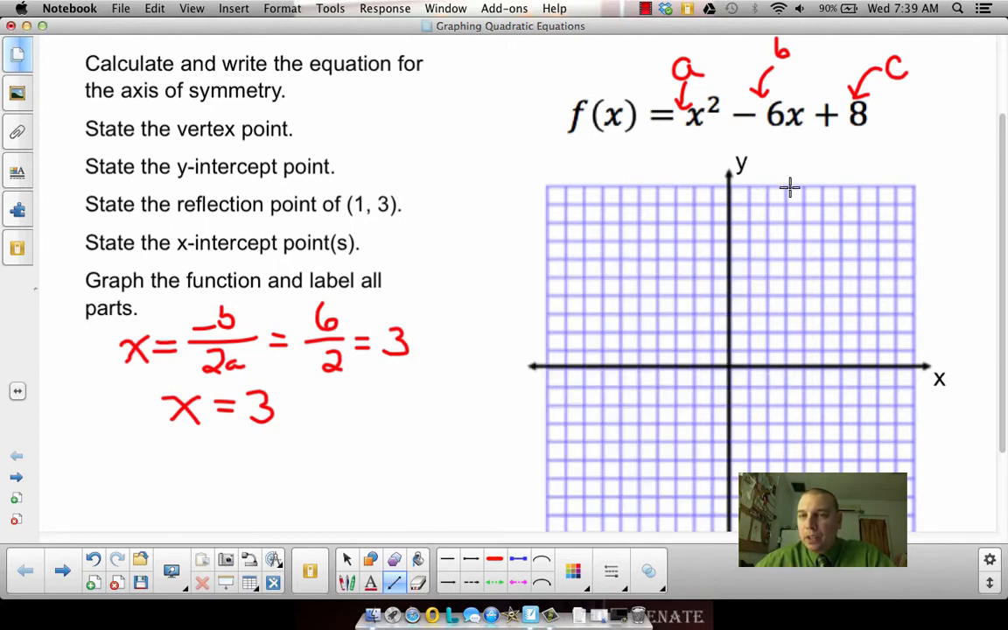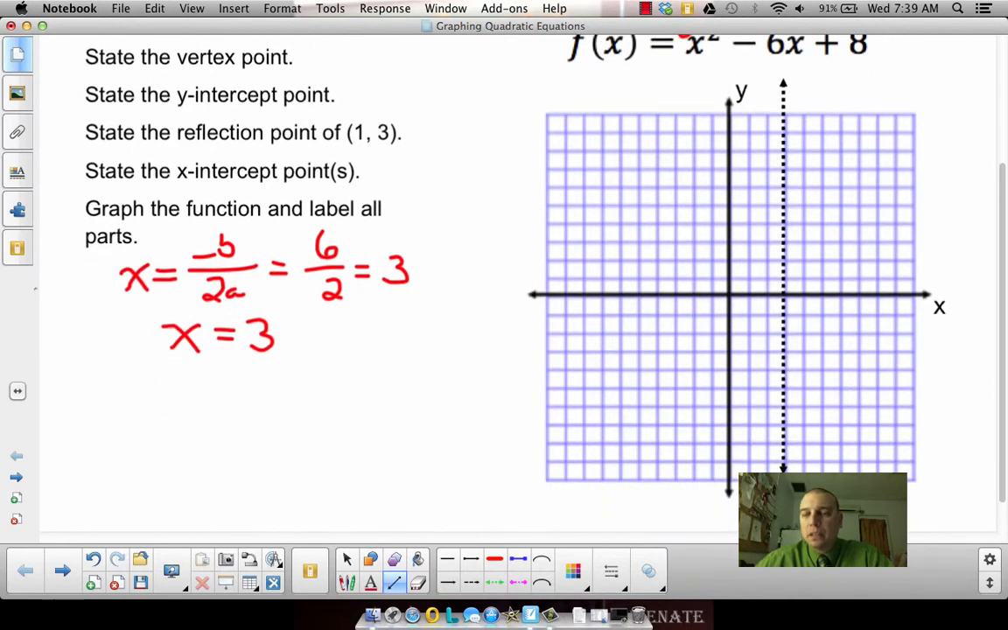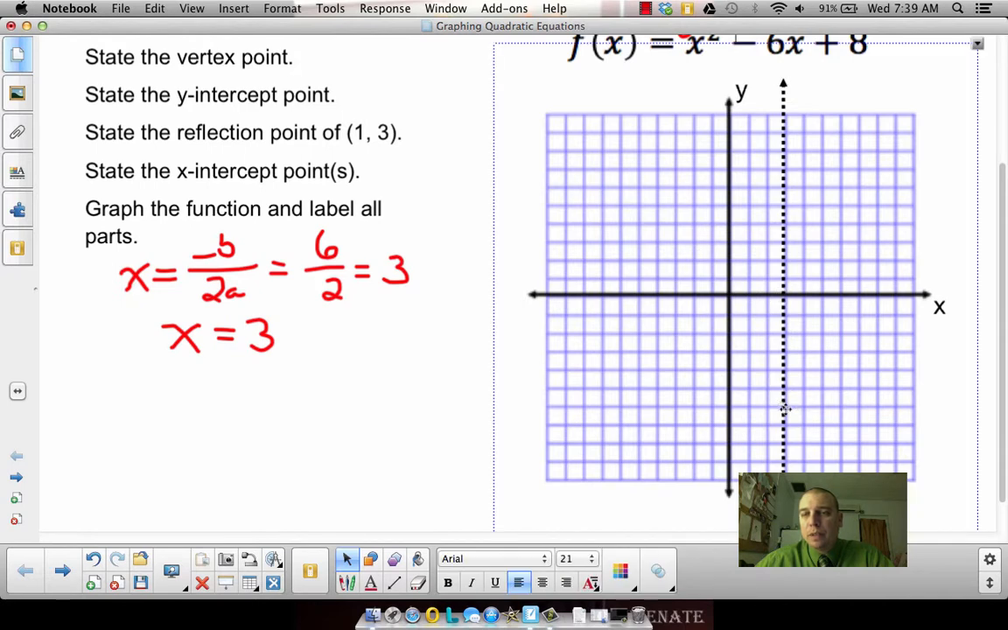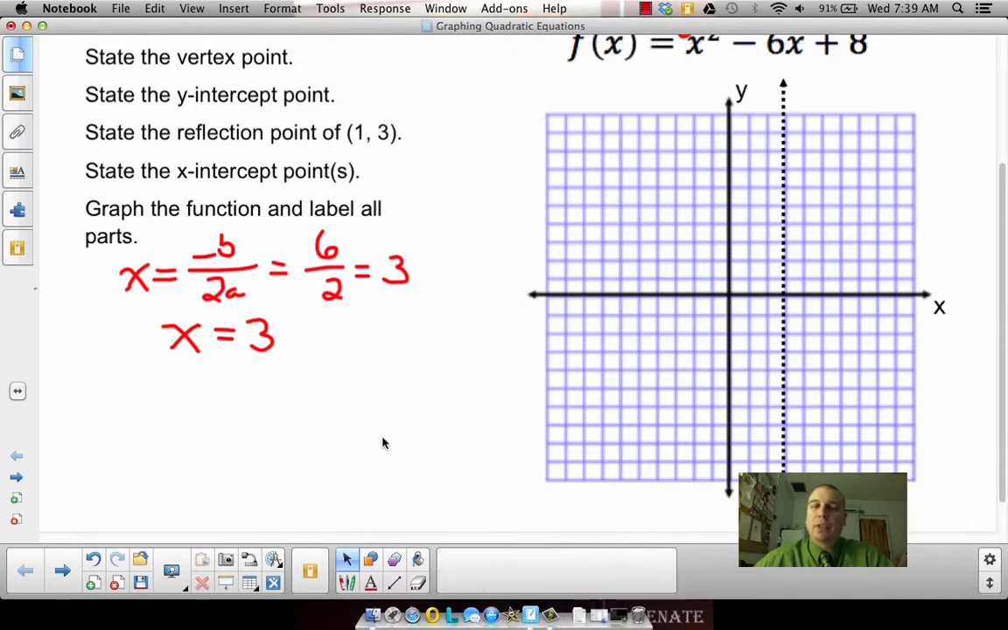Okay, so let's see, 3. So we've got x is 1, 2, 3, so it's right along this axis. And we'll just have to extend it so it goes all the way through, and shift it over a little bit. Oh, maybe. That looks good then. Alright, so there's my axis of symmetry.